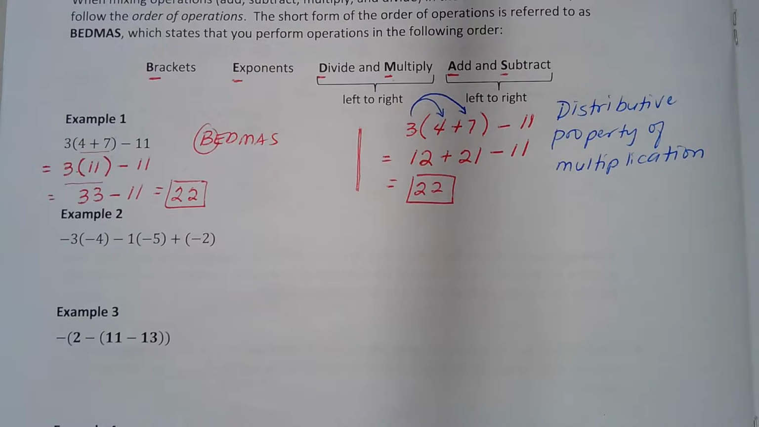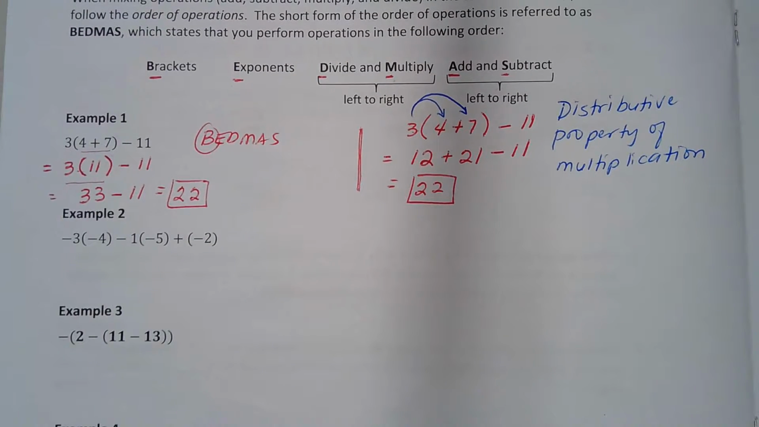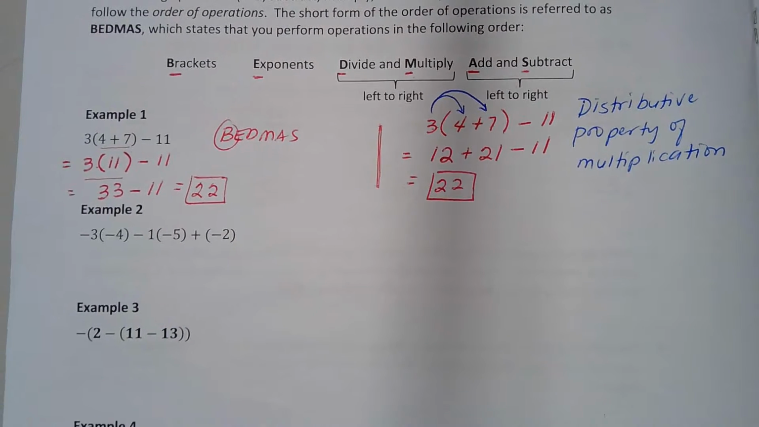Okay, good. Let's take a look at example number 2. What operations do you see in here? Addition, subtraction, and multiplication. And multiplication is shown by the brackets.